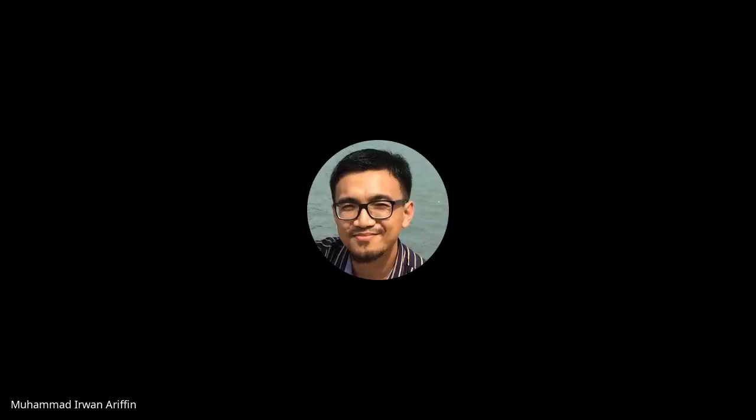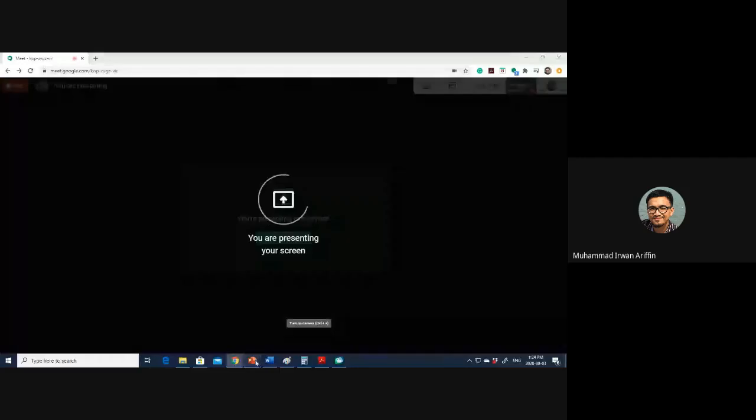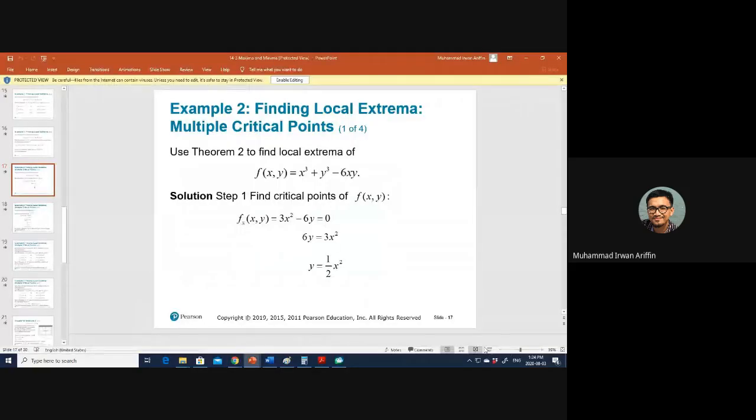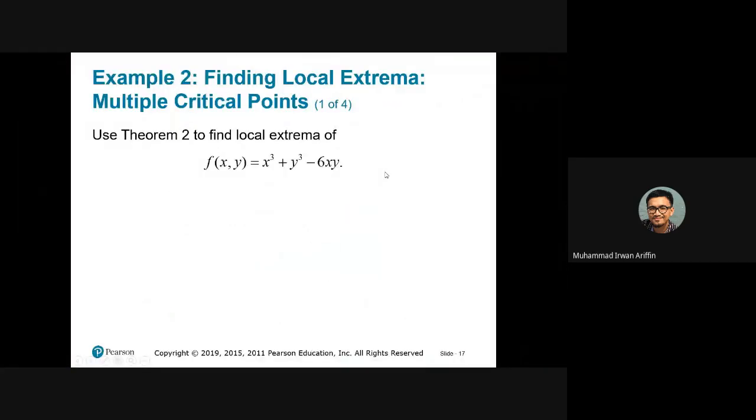So let me just get the example. Let's say we are given this question. We want to find the local extrema of this function of two independent variables x and y: x to the power of 3 plus y to the power of 3 minus 6xy.